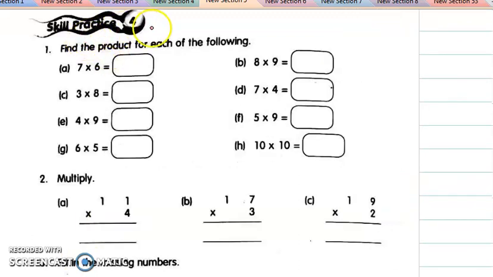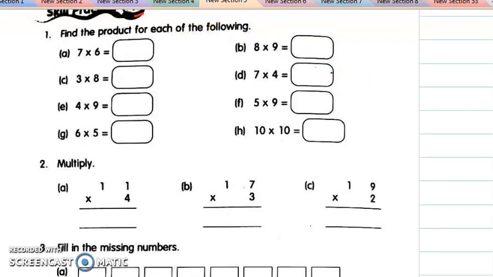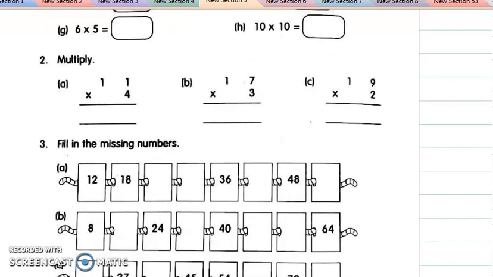And then here is the skill practice 4. Hopefully you understand the multiplication. So this you can do on your own. In case of any problem or question, you can ask me.